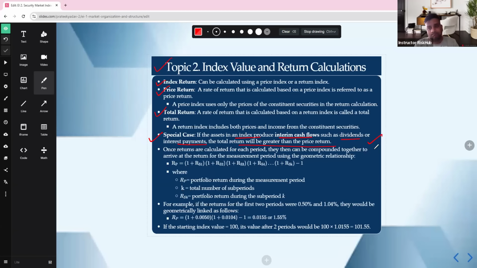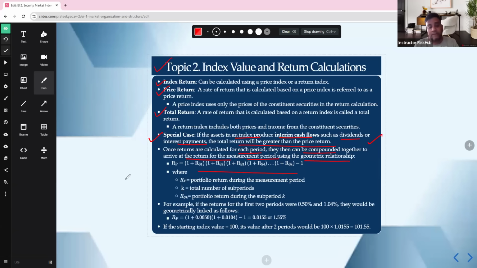Now, total return greater than price return is a concept you will need to keep in mind, right? So compounding your returns, right? Very, very important. If we have returns calculated for each period, then they can be compounded together to arrive at the return for the measurement period, using the geometric relationship.